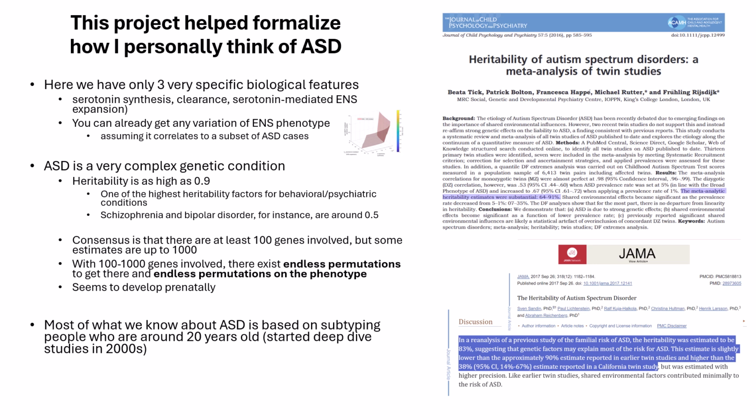I don't know. Most of what we know about ASD is based on subtyping people who are around 20, 25 years old. It seems like we only started doing deep dive studies in the aughts. Before then, it was a Wild West. And before the 1990s, a lot of ASD cases were classified as schizophrenia. Yes, that really changed in the 1970s, but apparently it was still happening then.